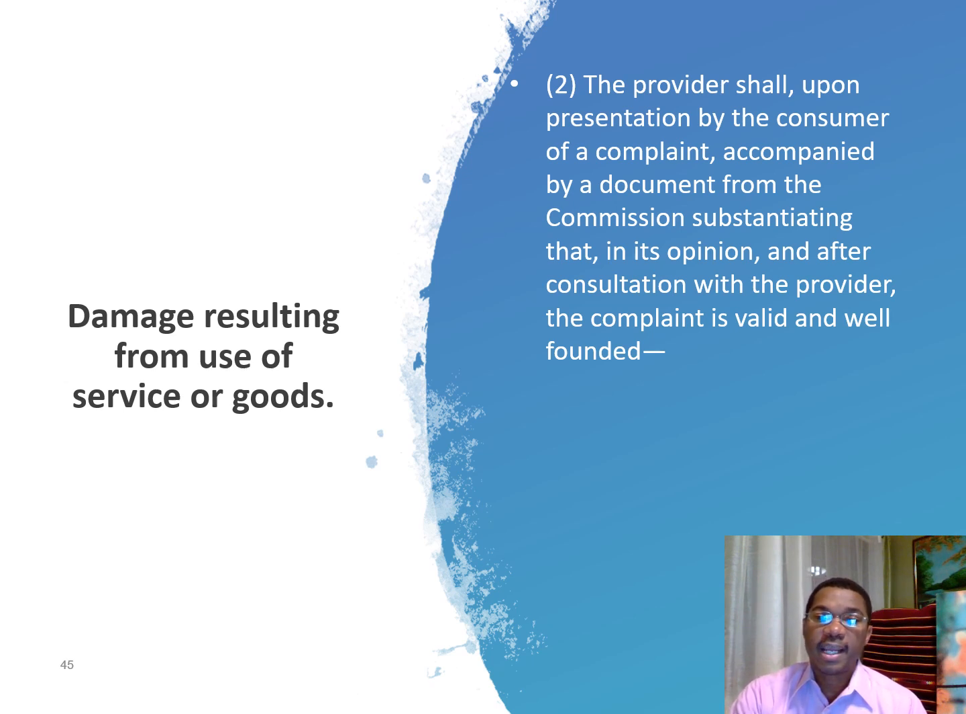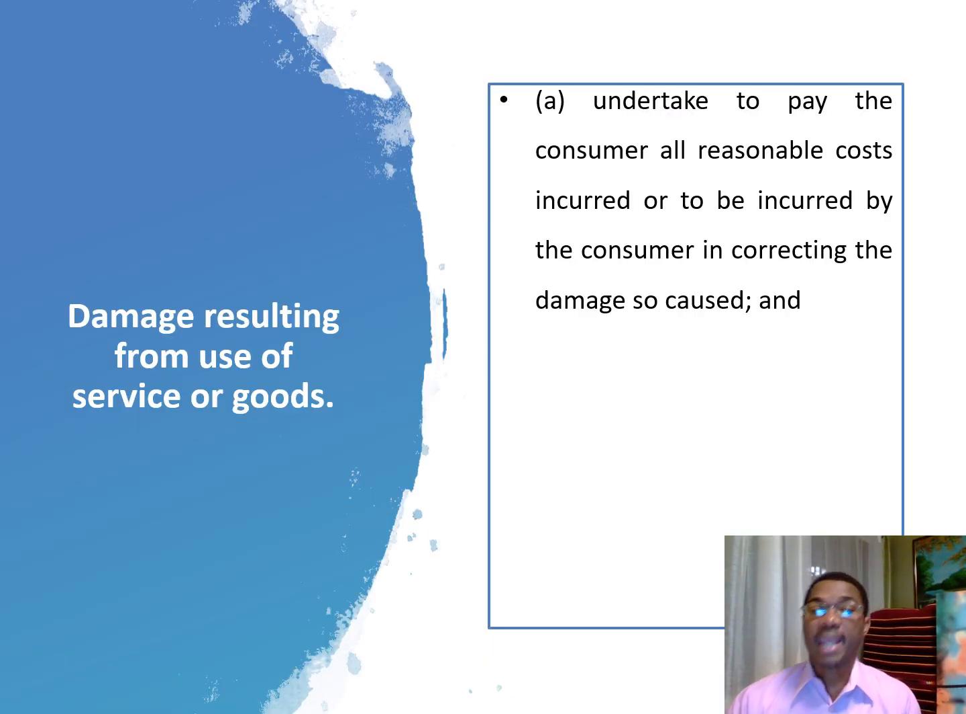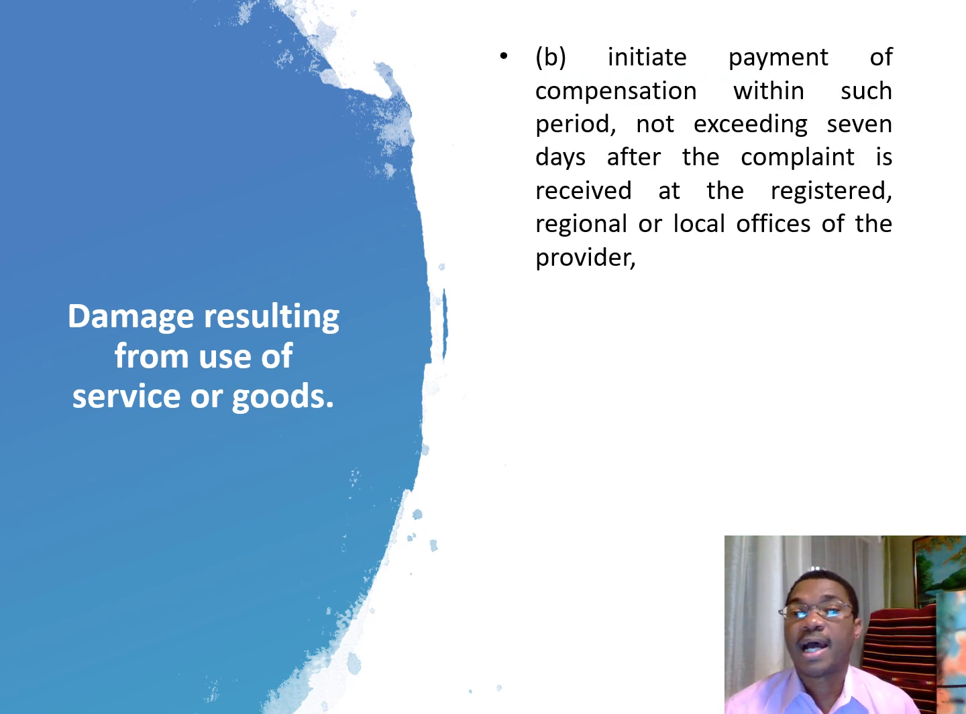So once the consumer has complained to the provider and there is a complaint to the commission that substantiates that they have suffered loss or damage, then the provider will be called upon to pay the consumer reasonable costs incurred by that consumer in correcting damage that has been caused, right? And this should take 7 days. So that is what paragraph B is saying.